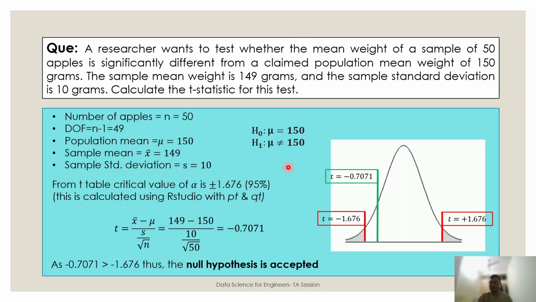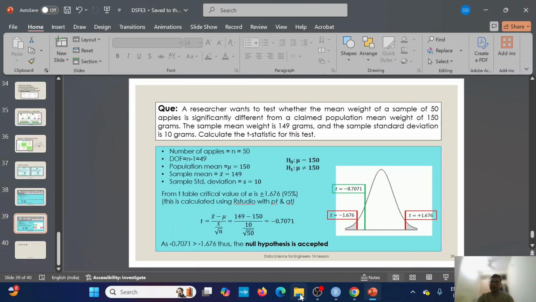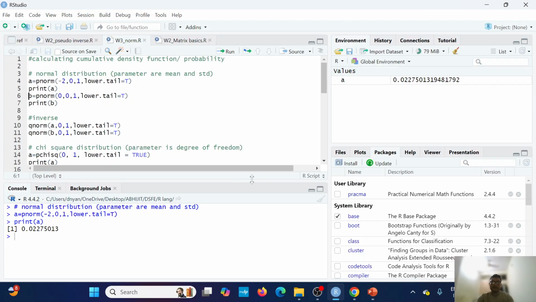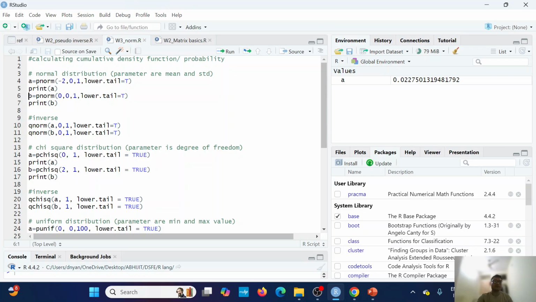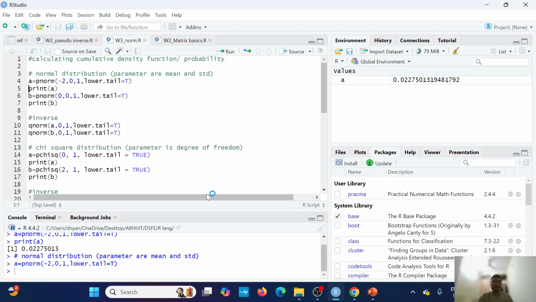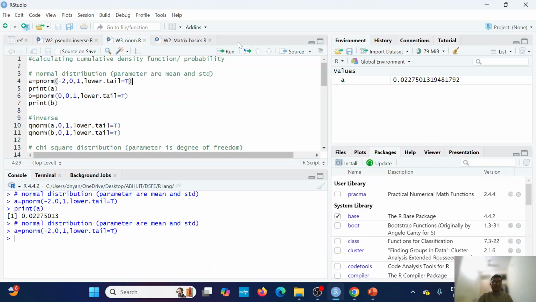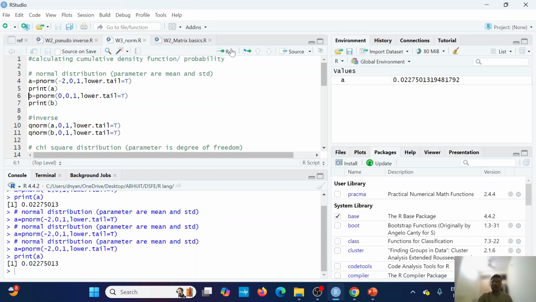questions in probability. For those who are not able to find how to convert this number into a probability, I'm also going to share this file with you. So this is pnorm, the normal distribution, whose parameters are mean and standard deviation. I give the mean, standard deviation, and this is the lower tail. I want to do the lower tail test. So I run this code, and for the value -2 you will get the probability 0.027.